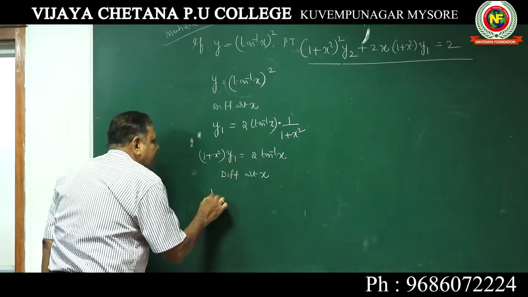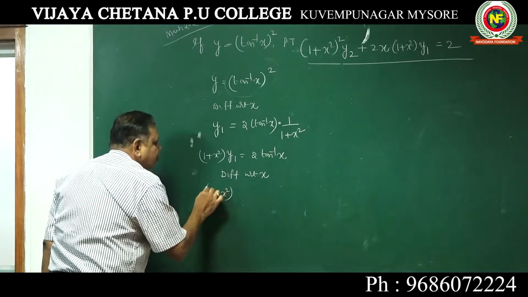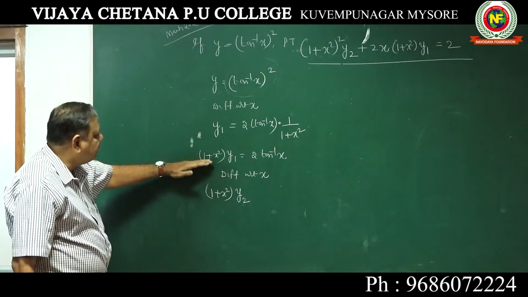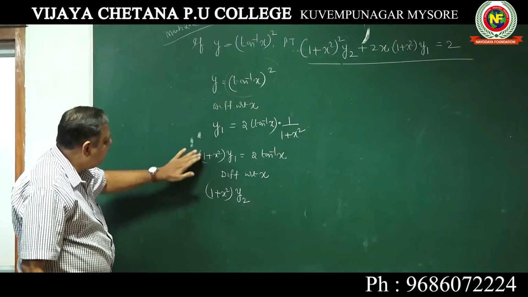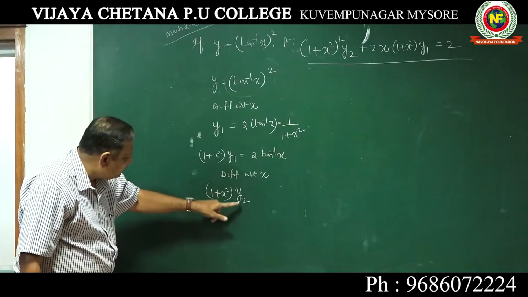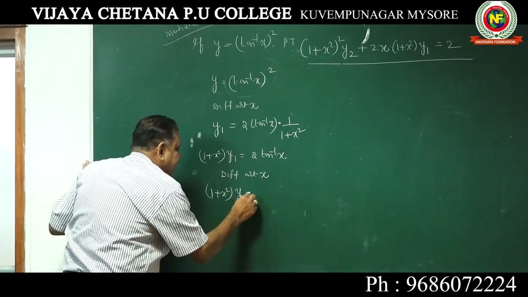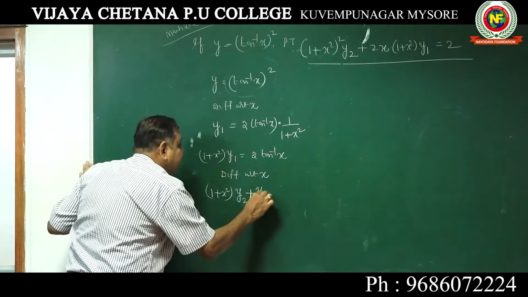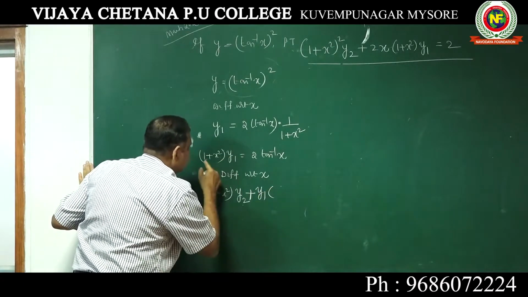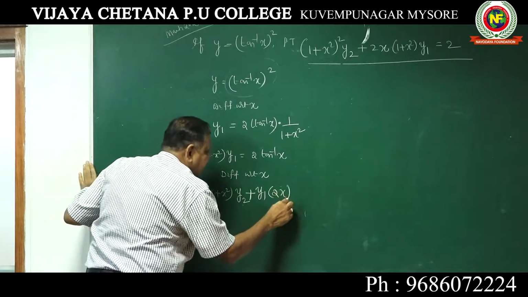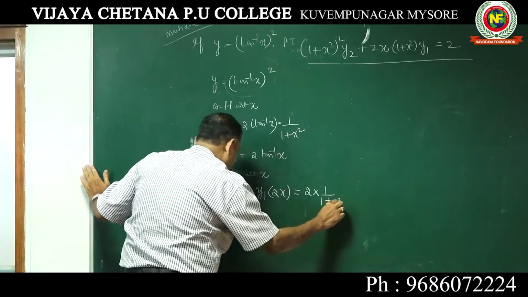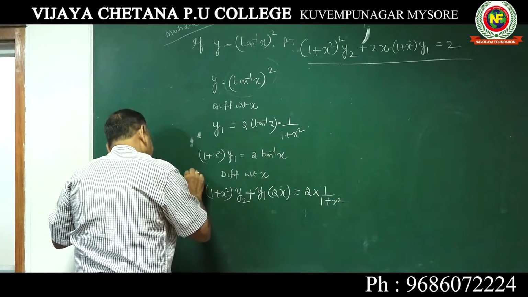It is (1 plus x square) into y2. This is y1, this is product rule: this into d by dx of this plus this into d by dx of this. So (1 plus x square) into the differential coefficient of y1, that is y2, plus y1 into the differentiation of 1 plus x square, which is 0 plus 2x, is equal to 2 into 1 over 1 plus x square. This is a very important step.